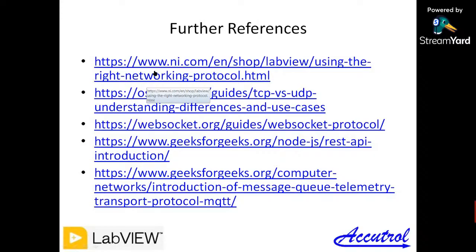so this one doesn't really tell you what it's about, nor does this one, but this one is TCP and UDP. We've got WebSockets, we've got REST APIs. And again, I really suggest if you haven't looked into REST APIs, do so. And then this is the MQTT starting point, so to speak.